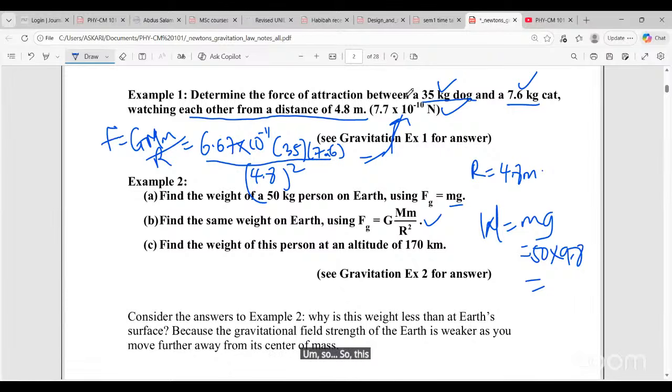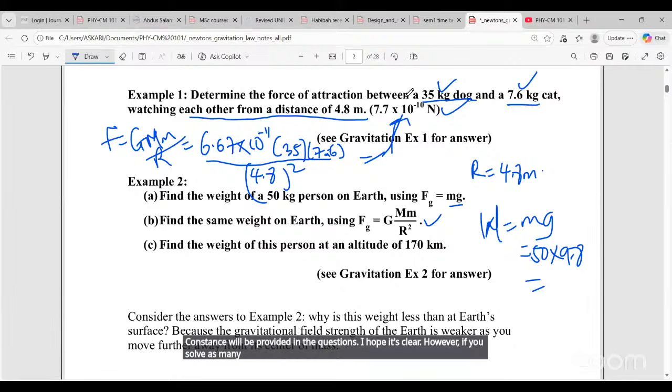Sir, will the gravitational constant always be given in the question? You mean in the exam? Yes, constants will be given during the examination. They will be provided in the questions. I hope it's clear. However, if you solve as many problems as possible with it, you will become used to the constant terms.